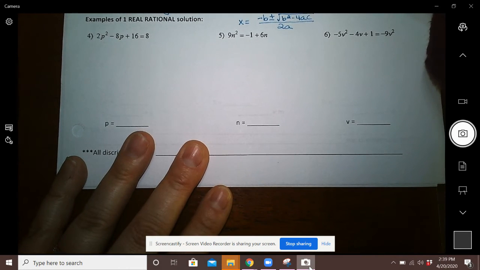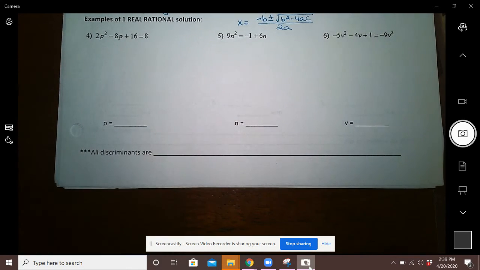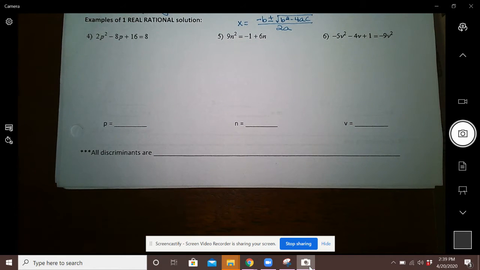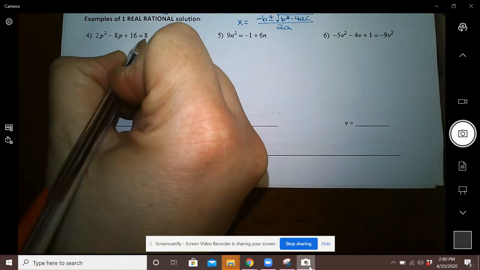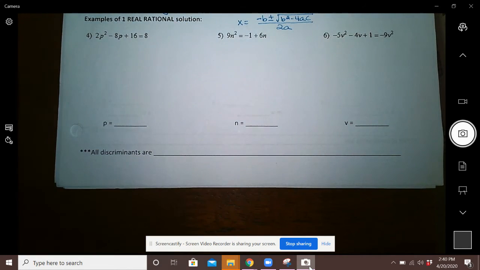I've written that formula down on the sheet below here so that we can start working on examples where we're only going to get one real rational solution. In our previous video, we got two real rational solutions. So let's see what the difference is here. Let's get started. Be careful with number 4. It looks like it's following the right pattern, but this must be a 0 on the right side.